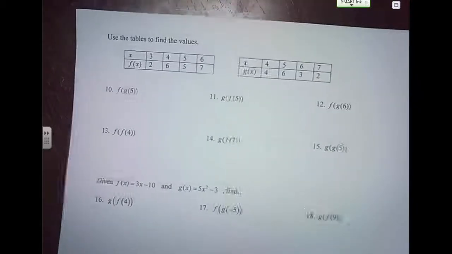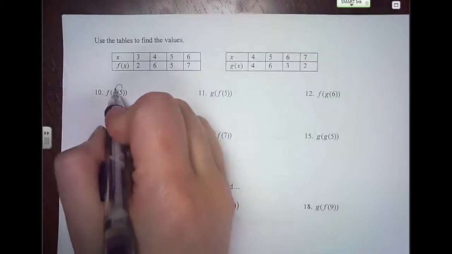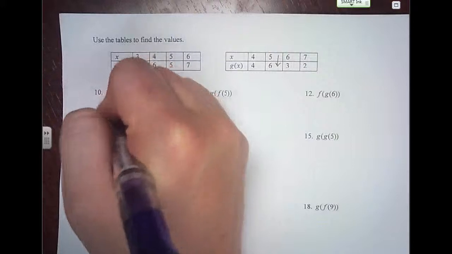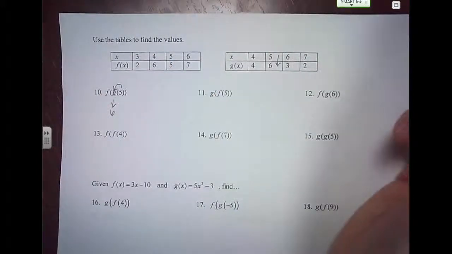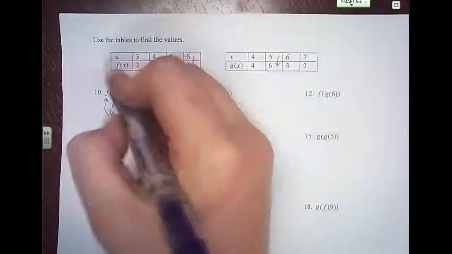Use the tables to find the values. So number 10, we start with the 5 and we put it into g. So 5 into g, I get 6, so out comes 6. And then I take 6 and I'm going to put it into f. So I take 6, I put it into f, and I get 7.